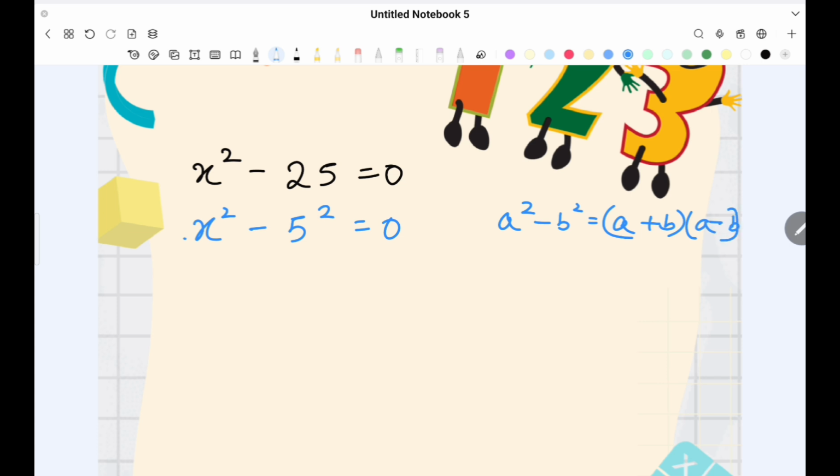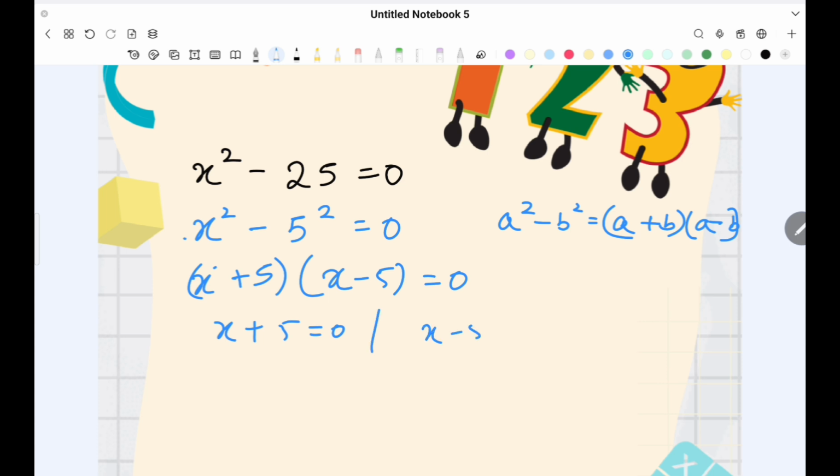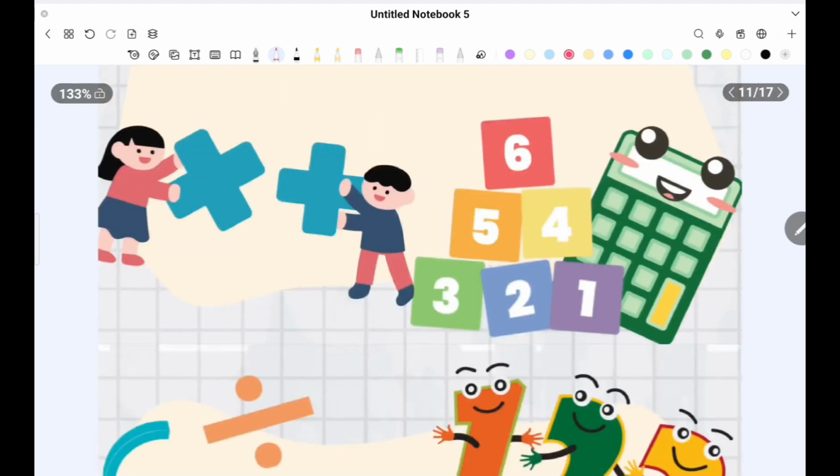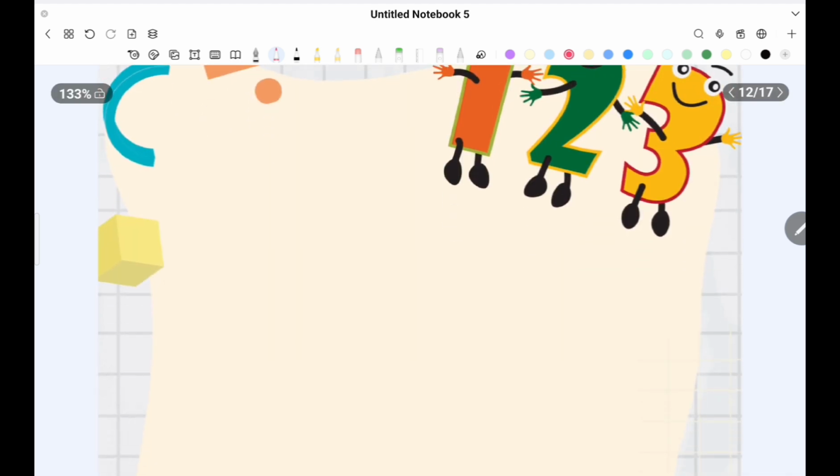So (x plus 5)(x minus 5) is equal to 0. First we will put x plus 5 is equal to 0, then x minus 5 is equal to 0. Then we will write the answer as x is equal to minus 5, and from here we get the answer 5. So x has two values, or we call them solutions. Let me give you another example. The more you practice, the more perfect you get.